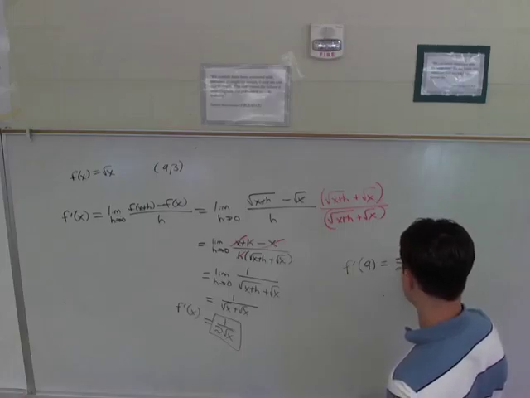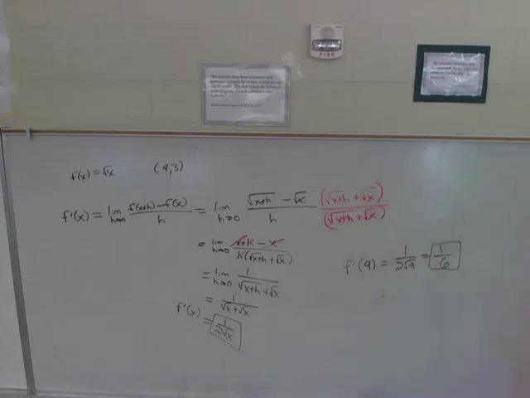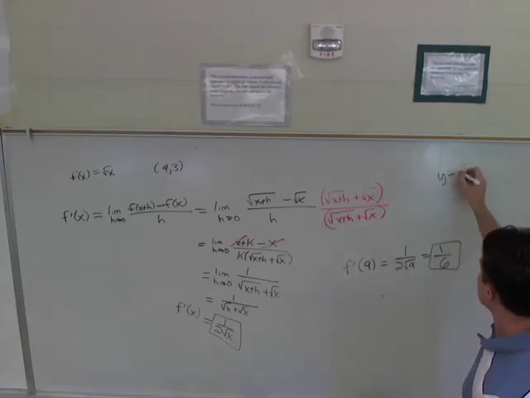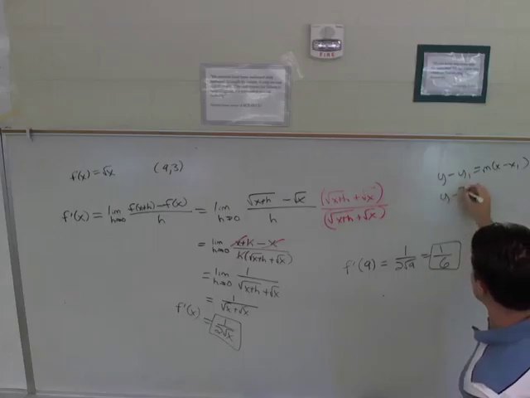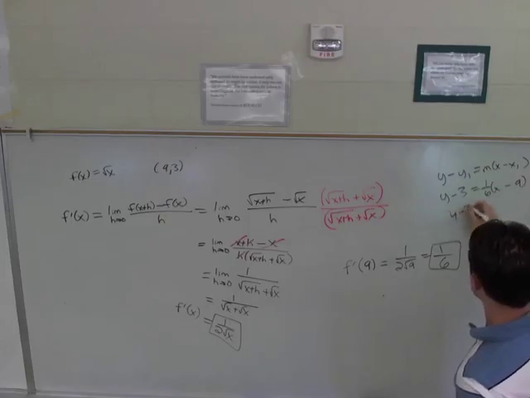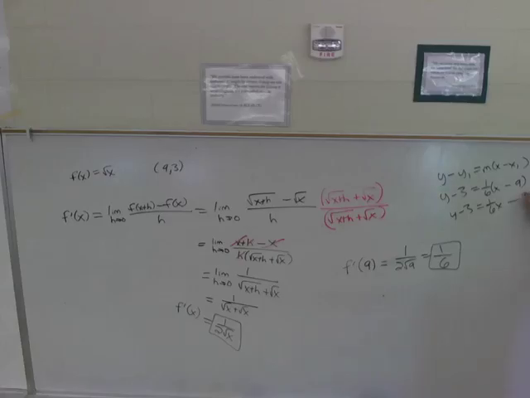I get 1 over 2 square root of 9. That's 1 over 6. Not 5, right? I want to see 5 there. Okay, so that's the slope. Y minus y1. So I got y minus 3 is 1/6, x minus 9. So that's y minus 3 is 1/6, x minus 9 over 6 is 3 halves. I am writing fast, right? Plus 3.